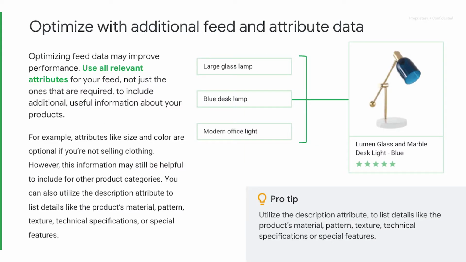In addition, you want to use all relevant attributes for your feed, not just the ones that are required. And this will allow you to provide useful information about your products. For example, attributes like size and color are optional if you're not selling clothing. However, this is information that still may be helpful to include for other product categories. You can also utilize the description attribute to list details like product material, patterns, textures, technical specifications, or special features.